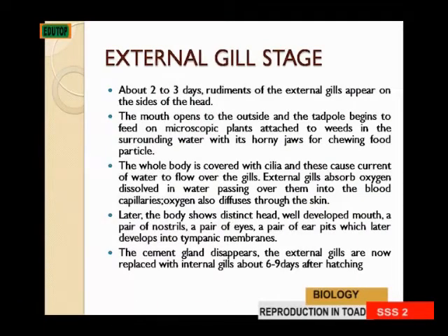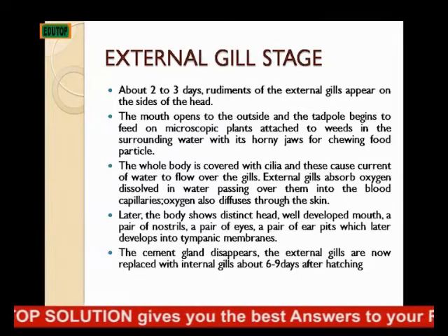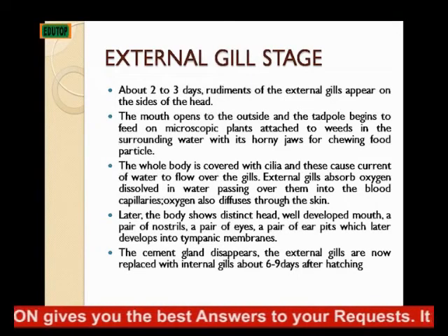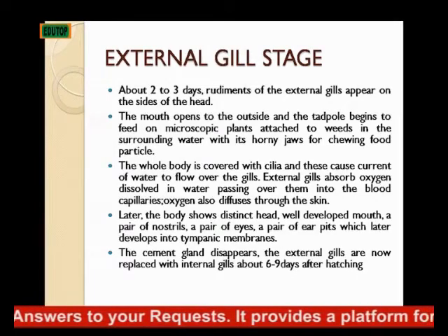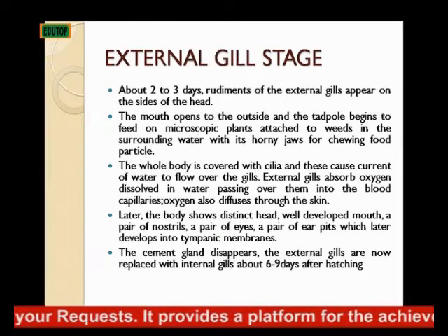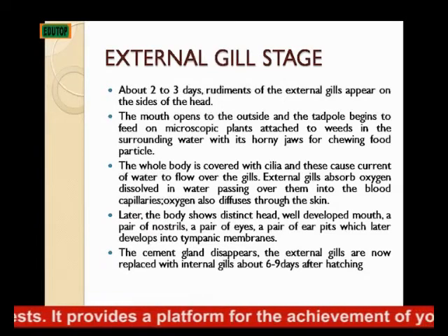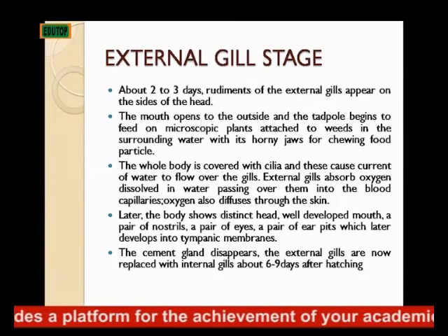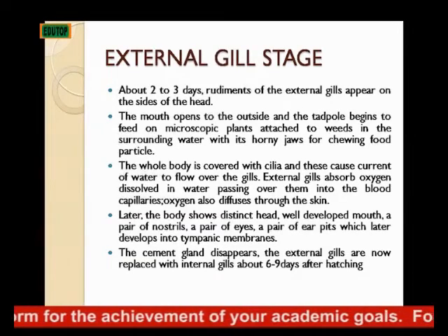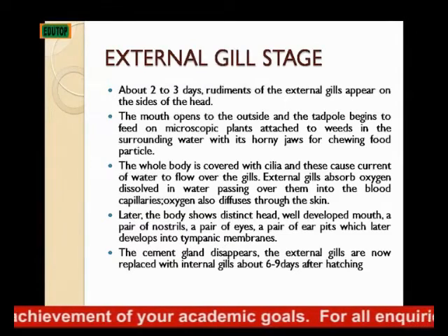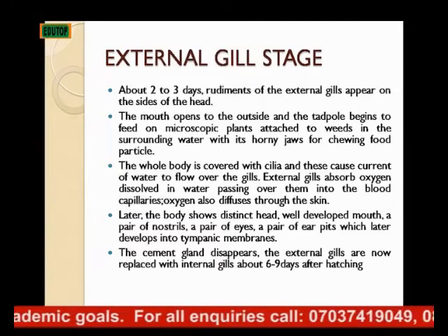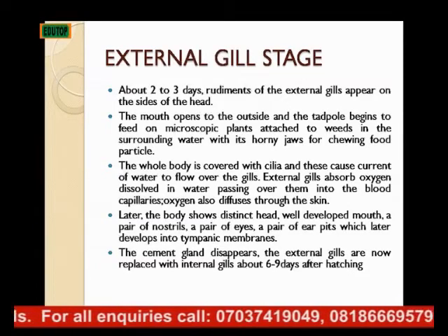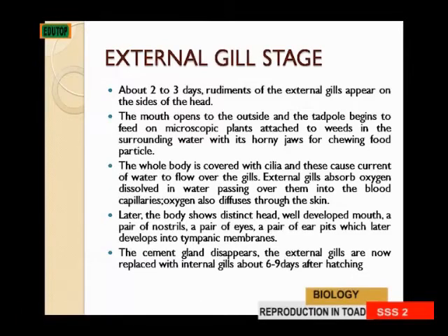The rudiments of the external gills appear on the side of the egg. The mouth opens to the outside, and the tadpole begins to feed on microscopic plants attached to the weeds in the surrounding water, with its horny jaws for chewing food particles. The whole body of the tadpole is covered with cilia, which cause currents of water to flow over the gills. The external gills of the tadpole absorb oxygen dissolved in the water passing over them into the blood capillaries. Oxygen also diffuses through the skin of the tadpole.